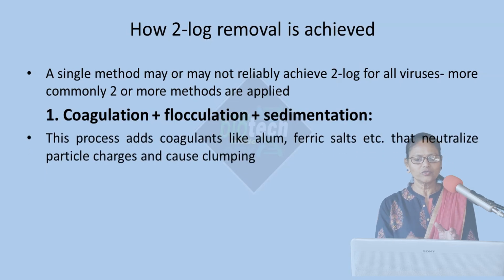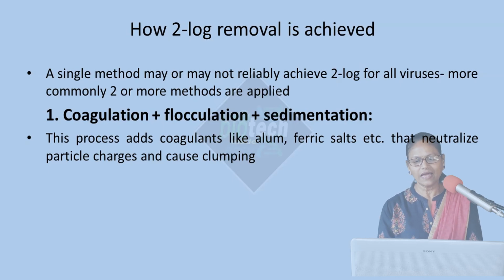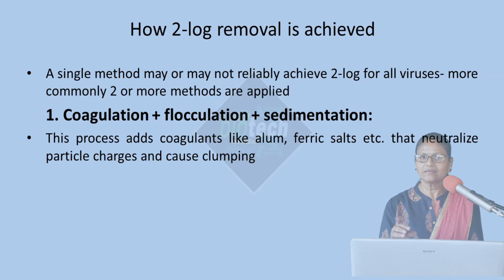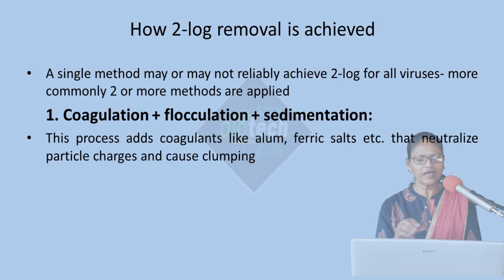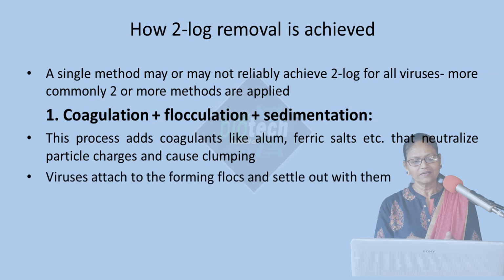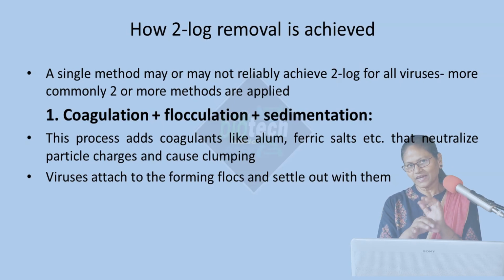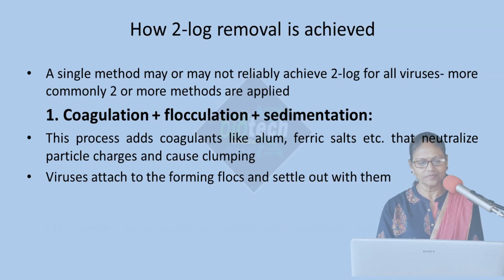In coagulation, first some chemicals or coagulants are added, like alum or ferric salts. Why are these added? To neutralize the particle charges, and that causes clumping. Then in the process of flocculation, the viruses attach to the flocs and the flocs are formed. And then in sedimentation, these heavy flocs settle down to the bottom, and viruses also settle down along with the flocs.